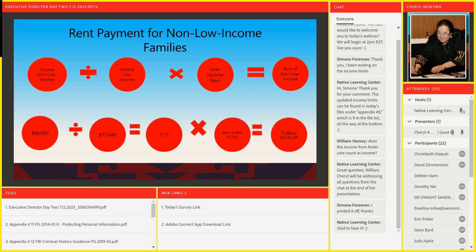So the rent of your non-low-income family would either be $1,404 using that calculation, or the fair market value, which we just showed at $1,793. So that's what you list in your policy. We're either going to use the HUD calculation or we're going to use the fair market rent. But you have to actually do that when you're assisting somebody between 80 and 100%.